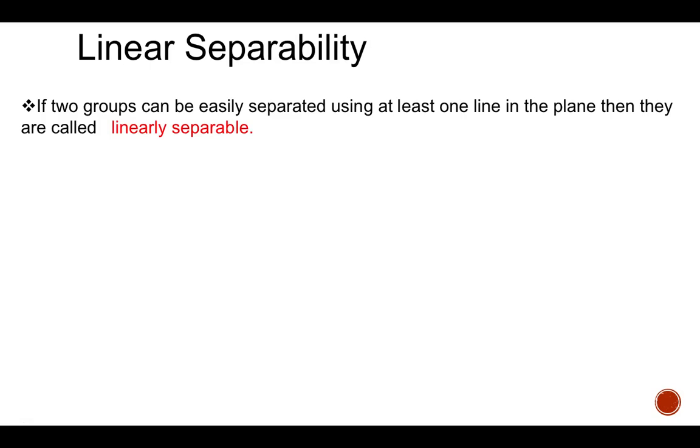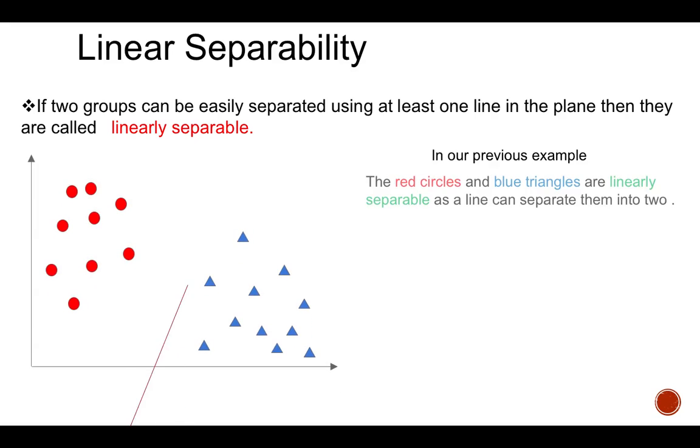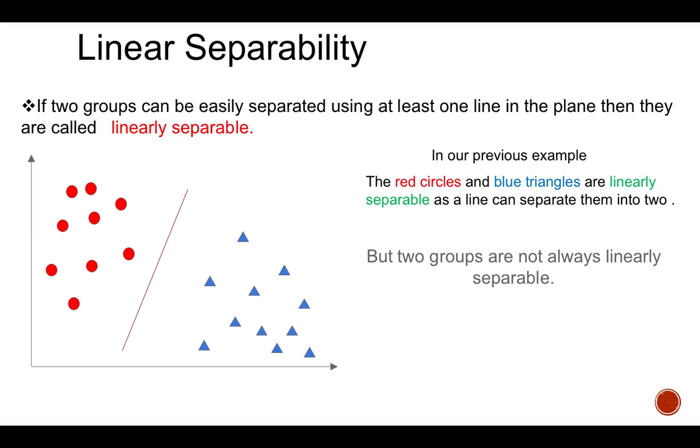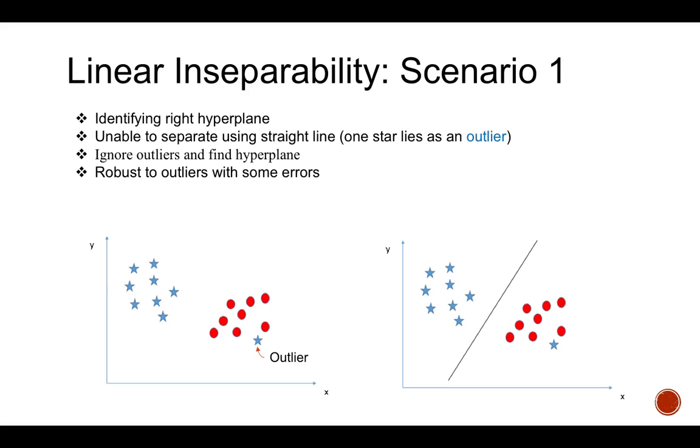Let's go over linear separability. If two groups can be easily separated using at least one line in the plane, they are called linearly separable. In our previous example, the red circles and blue triangles are linearly separable, as a line can separate them into two. But two groups are not always linearly separable.